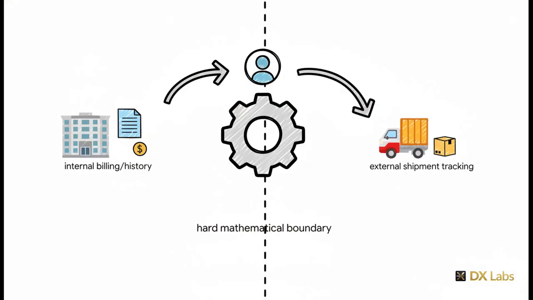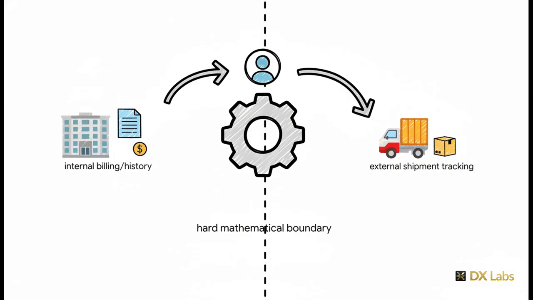On the left side, we have the Fabricam internal agent, which handles sensitive stuff like order history and billing. Over on the right, the Northwind A2A agent handles the external shipment tracking. The data flow here is strict. It goes from the user query to the orchestrator and then out to the A2A agent.